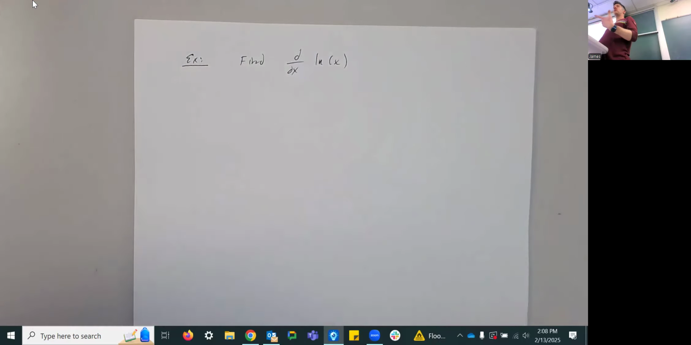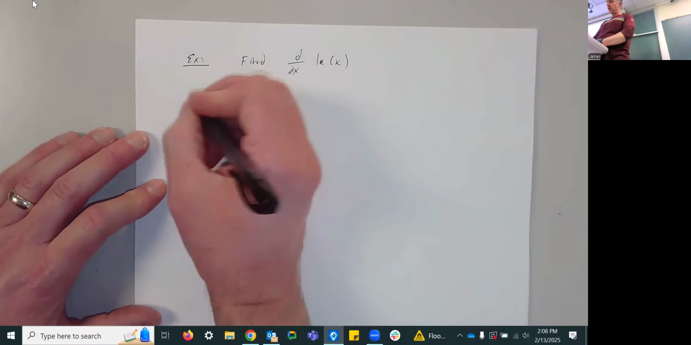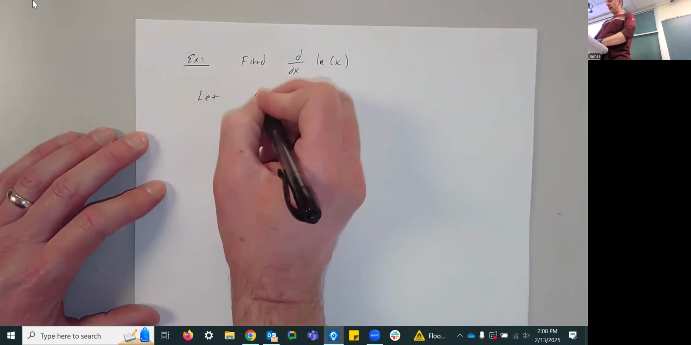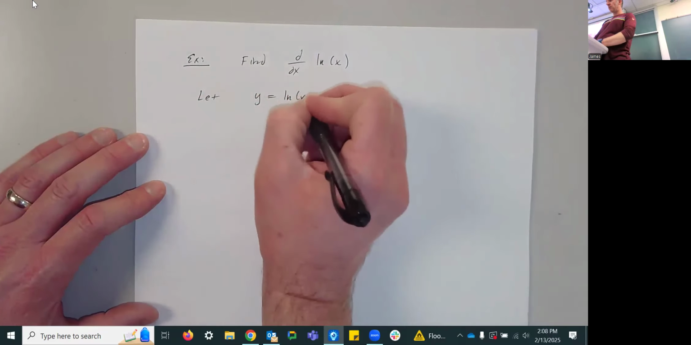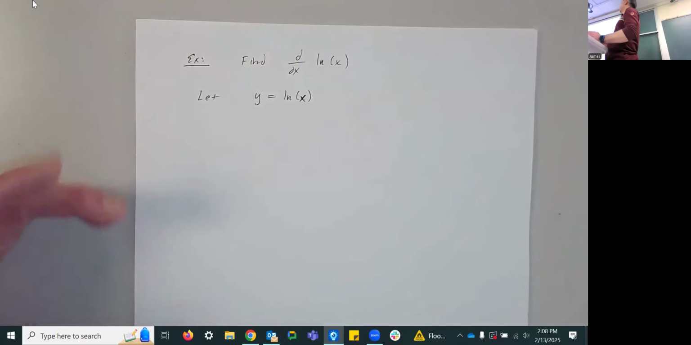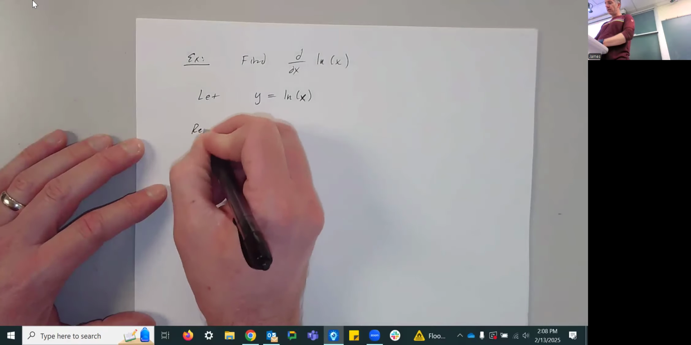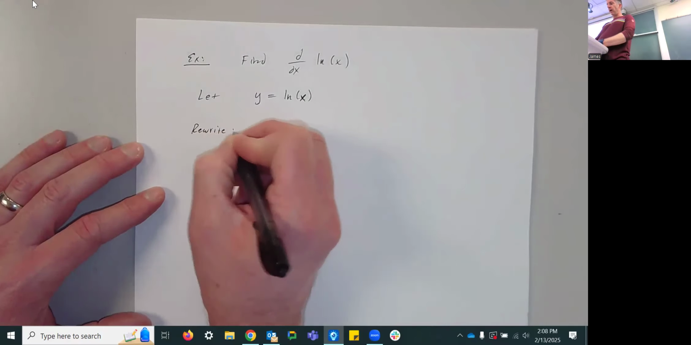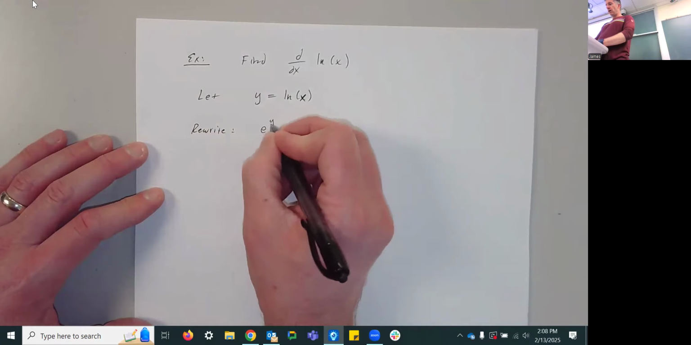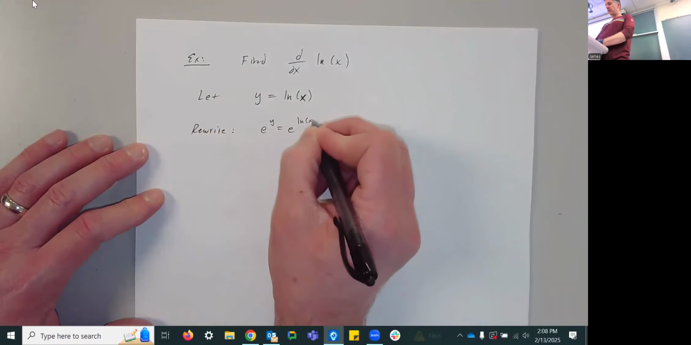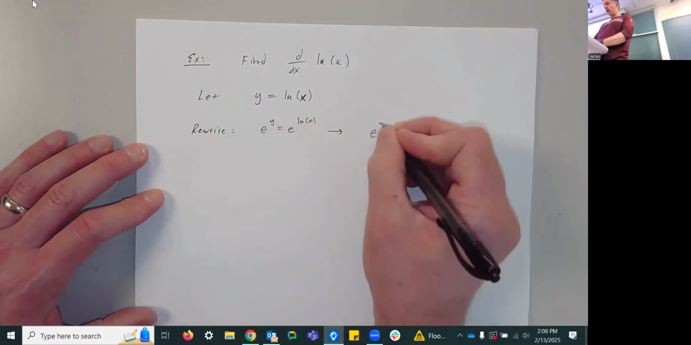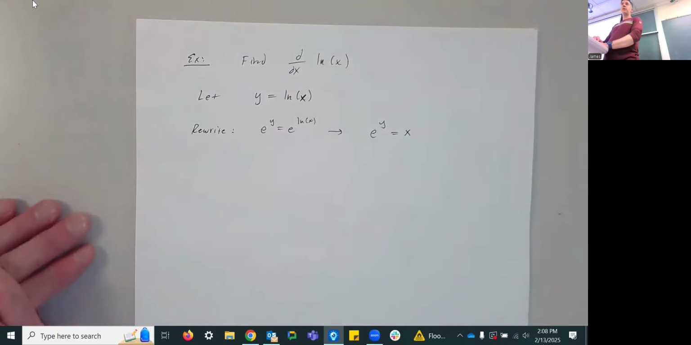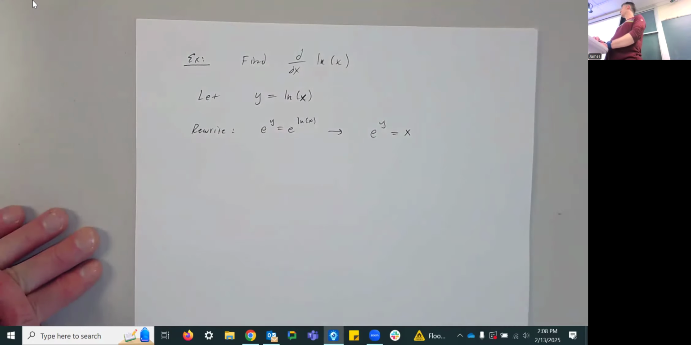So to do this, we're going to start by saying we're going to let y equal the natural log of x. And this is a pretty standard process for differentiating a function that's an inverse of a well-known function. So we're going to rewrite it solving for x. So e to the y equals e to the natural log of x, giving us e to the y equal to x. Okay.